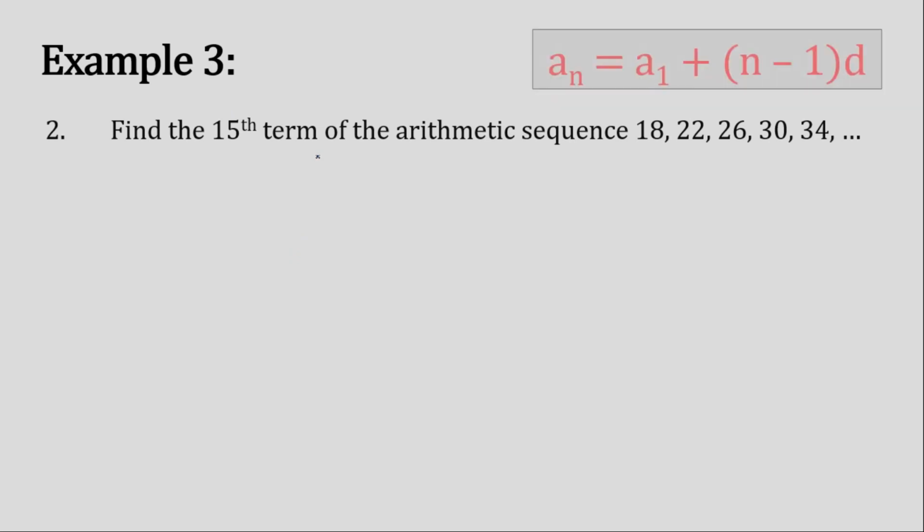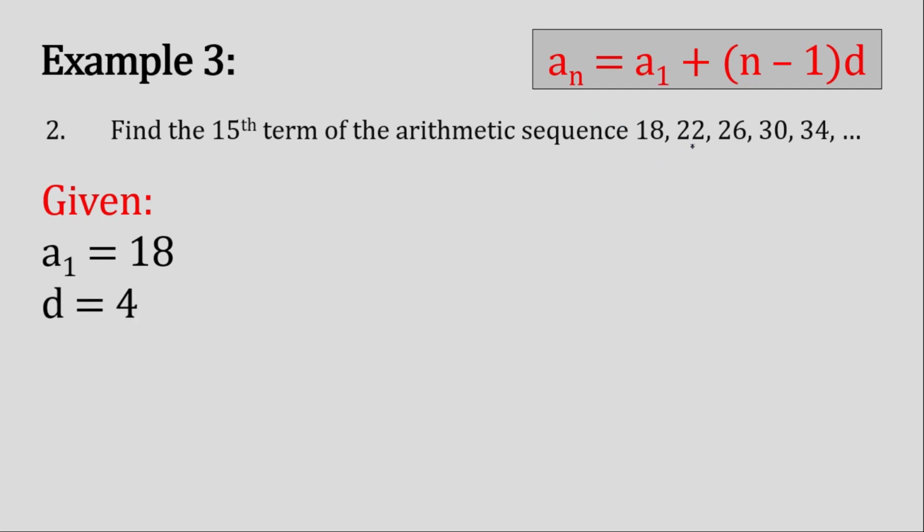So now again, let's remind ourselves of the formula. Then let's enumerate the given. Let's start with the first term. The first term is 18. And if we compute this, we will get 4 as our common difference. So just subtract two consecutive terms from each other. And we have n as 15, because this denotes a sub 15. And we don't know what is the value of the 15th term.